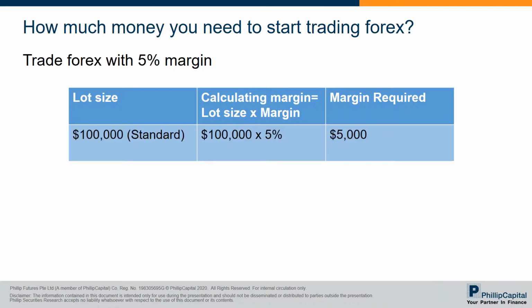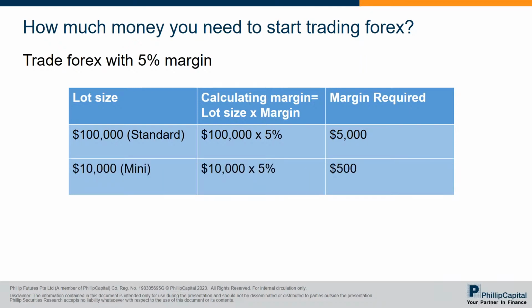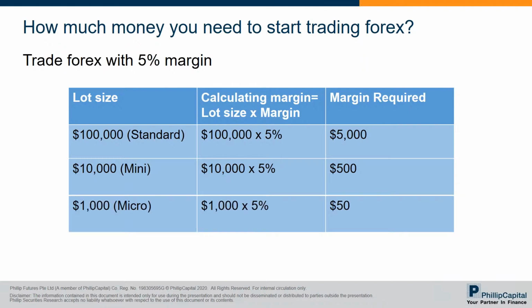On the standard lot, taking the notional value of 100,000 times 5%. So the margin required, or also the initial margin, is $5,000. So to start trading a standard lot, you would require $5,000 of margin. For a mini lot, do the same calculation, it's $500. And for a micro lot, to trade $1,000 of Forex, you can only start with $50 initial capital. So contrary to popular belief, you can start trading Forex with as little as $50 lah.